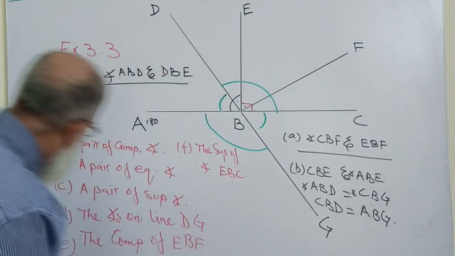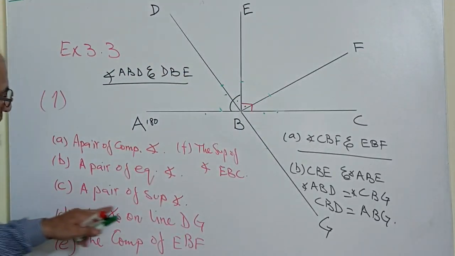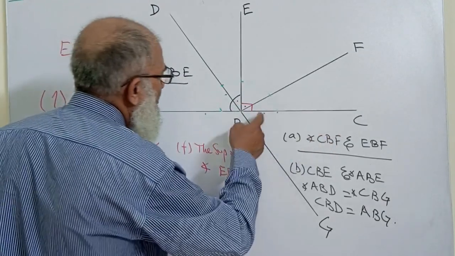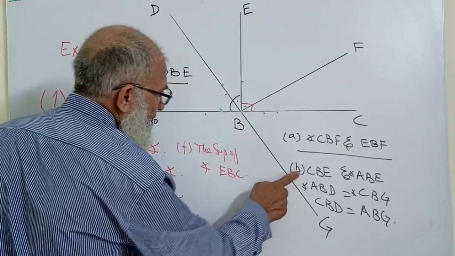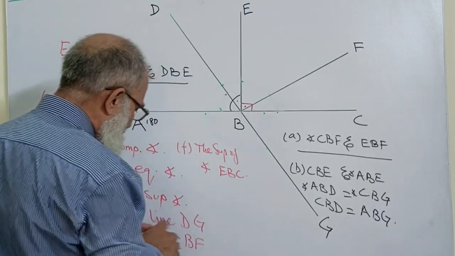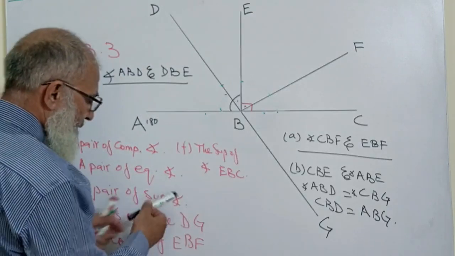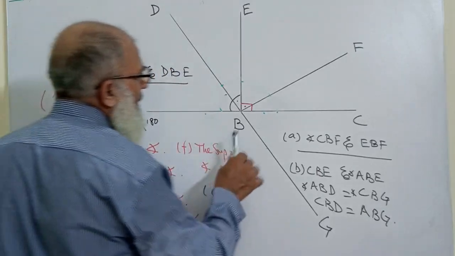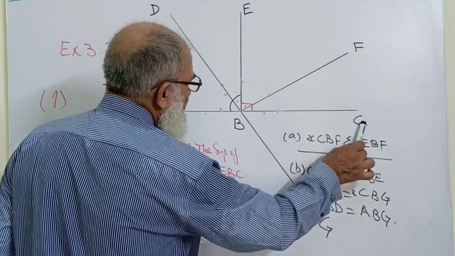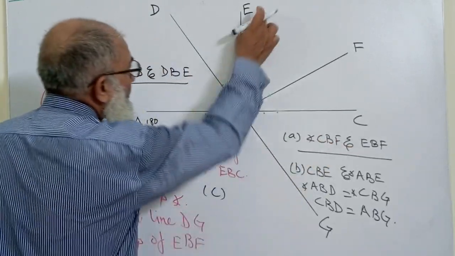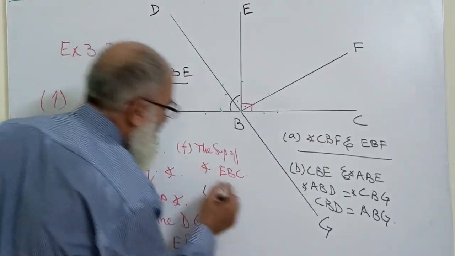Now part C, a pair of supplementary angles. Now this is a pair of supplementary angles, number 1. This is answer A, this is answer B, this is also answer A. So I am going to write answer C now. Answer C: a pair, number 1, is CBE and EBA.